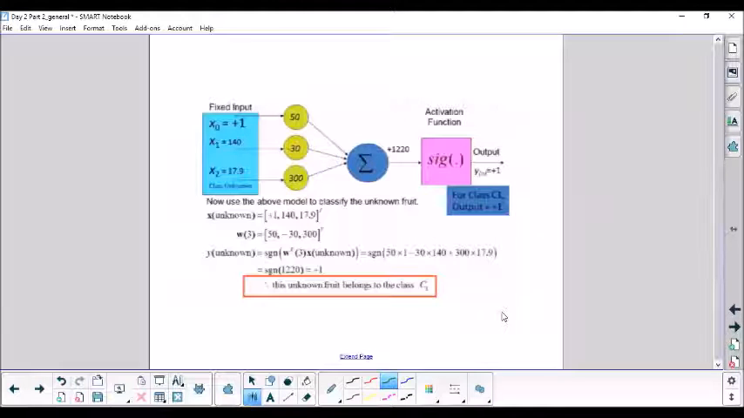Now, once you have found the model, you can test whether it's correct or not. There is one input: weight is 140, length is 17.9. It's asking, using this model you just built, is it banana or apple? When you run it, we call this forward feeding. After you get the result, you got class 1. So it turned out that weight 140 and length 17.9 is a banana.